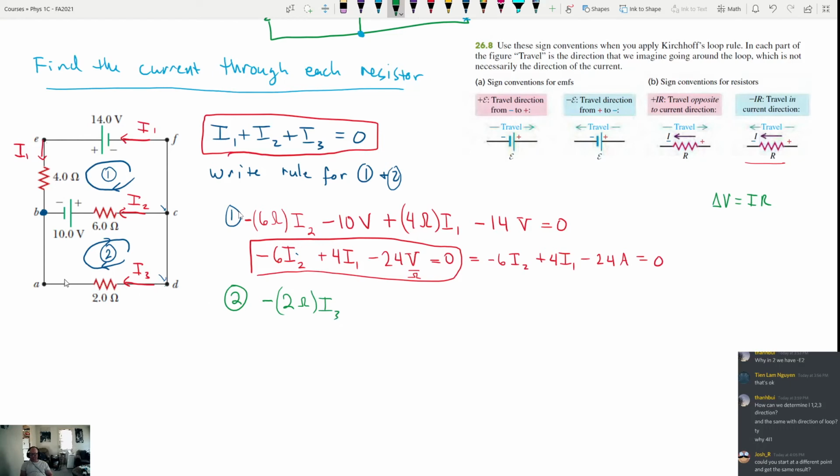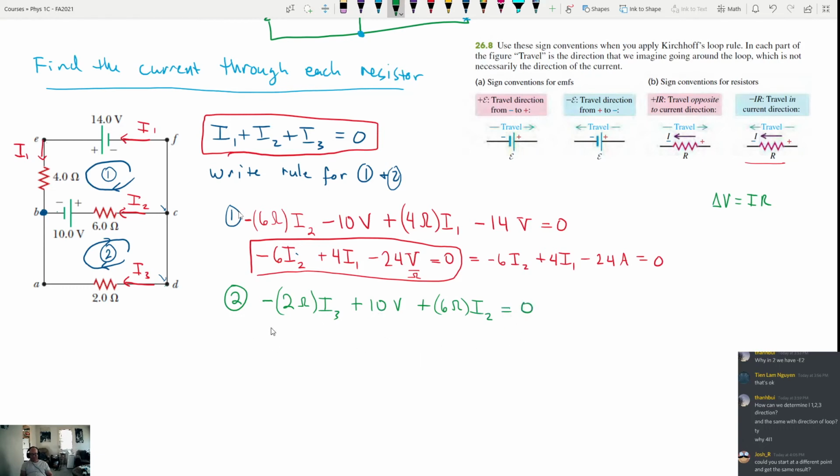And then we keep going this way. We get to point B. We get to here. We're going from the negative side to the positive side of the battery, so we're going to get plus 10 volts. And then we're going against the current, so we're going to get plus 6 ohms times I2. That's going to be equal to 0.